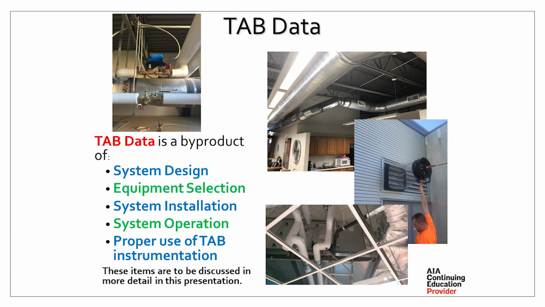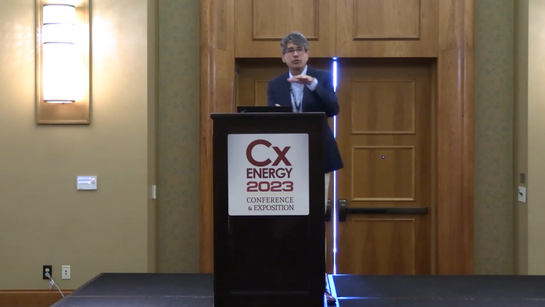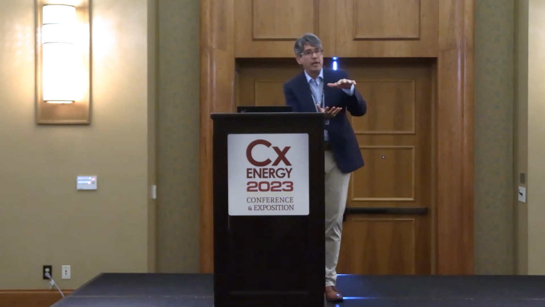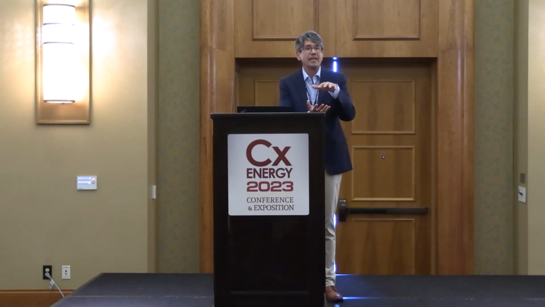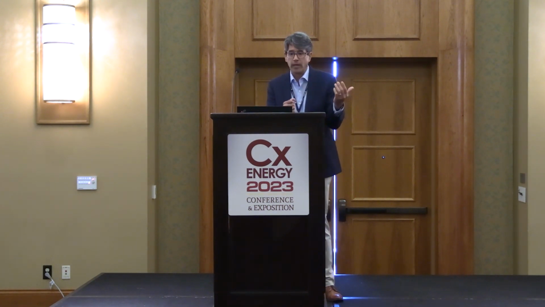And when we look at that, we start looking to say what's required for TAB data and what kind of TAB data are we going to ask to get and what kind of TAB data can be produced. Keep in mind, that data is a product of system design, equipment selection, system installation, system operation, and proper use of the TAB instrumentation. So all those caveats come together and then allow the TAB company to come in and get that data. So if design is different or layout is a challenge, looking at duct-mounted grilles in the upper right, getting accurate airflow measurements, that's very difficult.